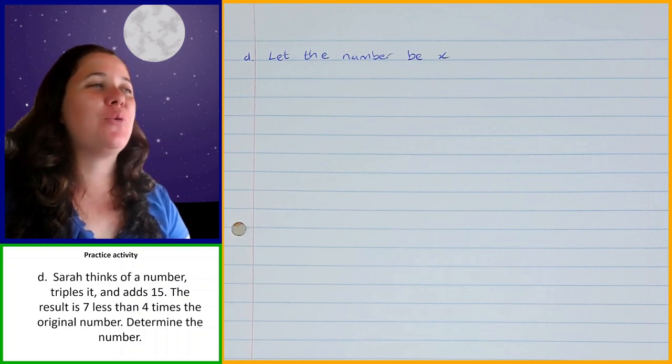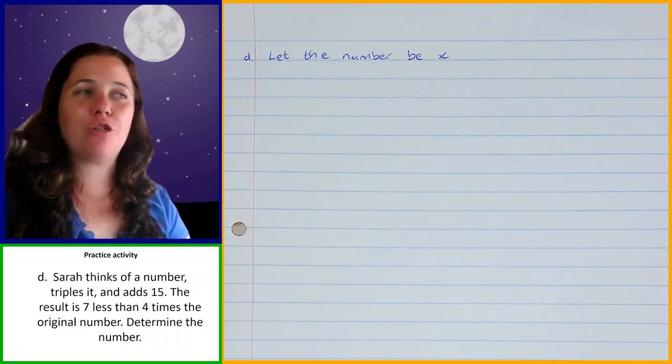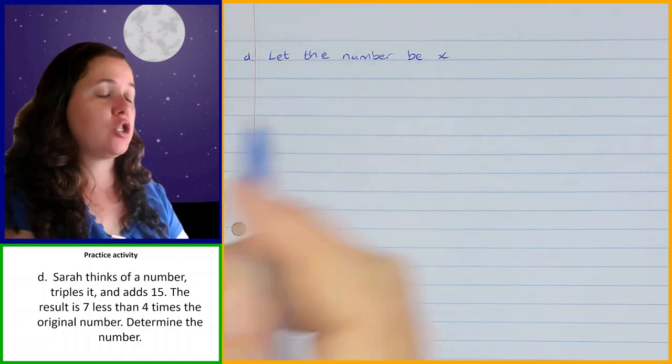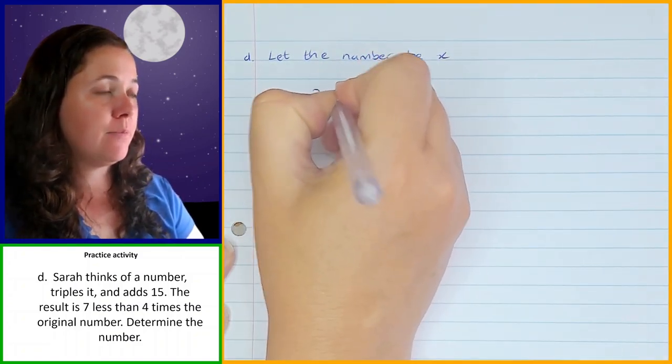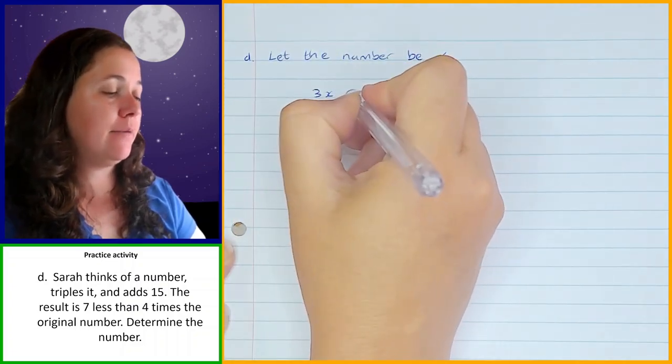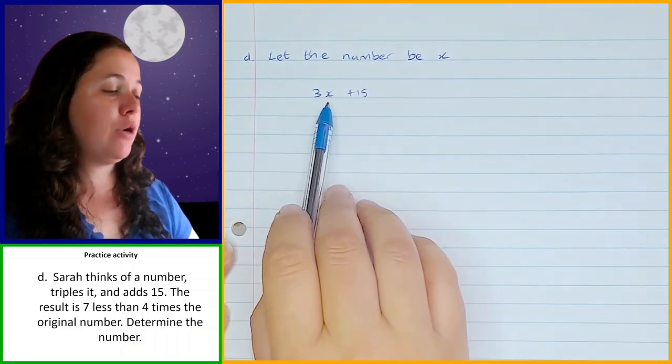So we're going to take the number that she thought of. We're going to triple it. Tripling it means multiplying by 3, so that's going to be 3x. And then she adds 15. So we've tripled the number and added 15.